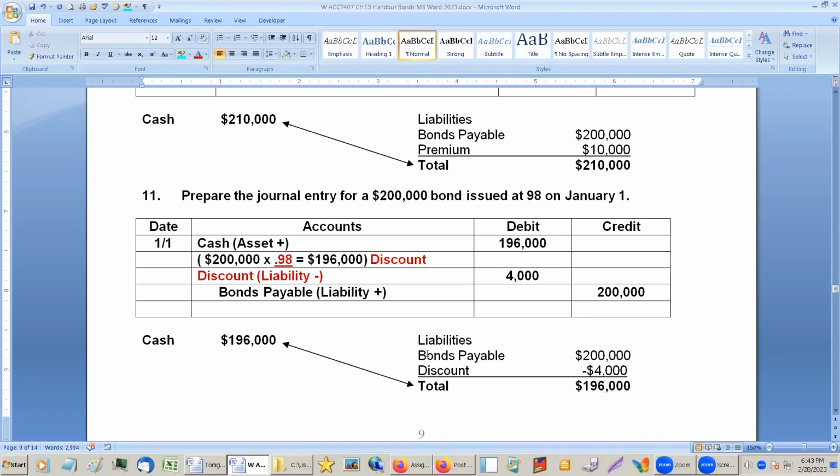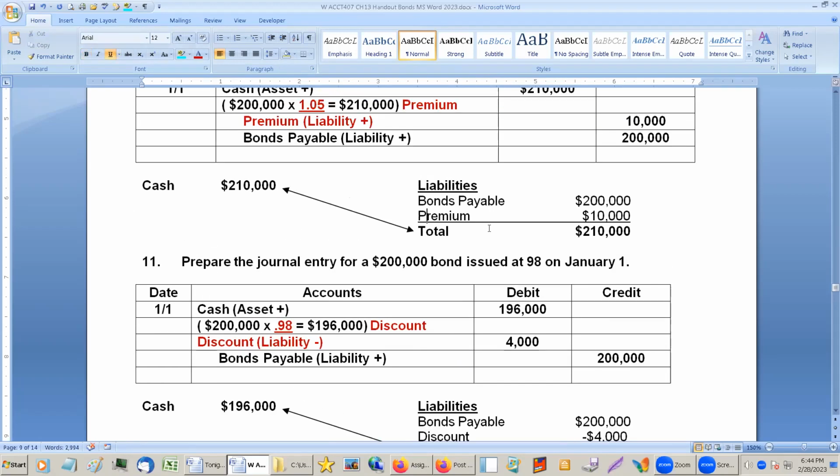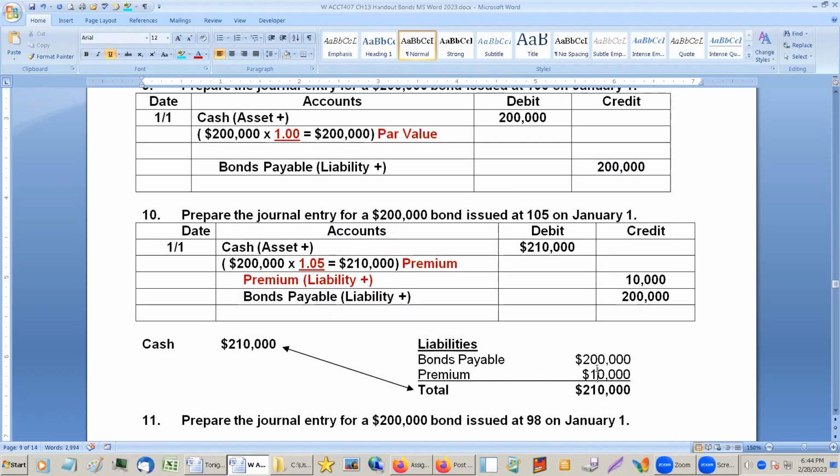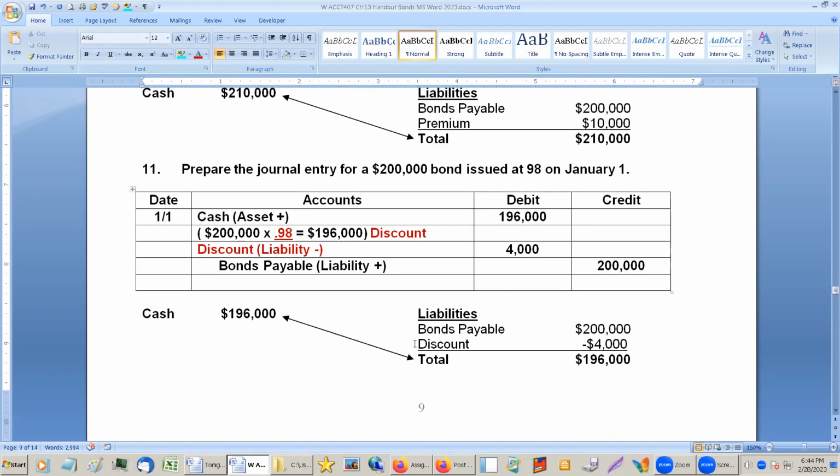Now, over time, as you pay off the higher interest rates, the premium will go away, it'll reduce. This premium will eventually go down to zero and you'll be left with bonds payable of 200,000. Same thing down here, this discount will eventually go to zero and you'll have to pay off 200,000.